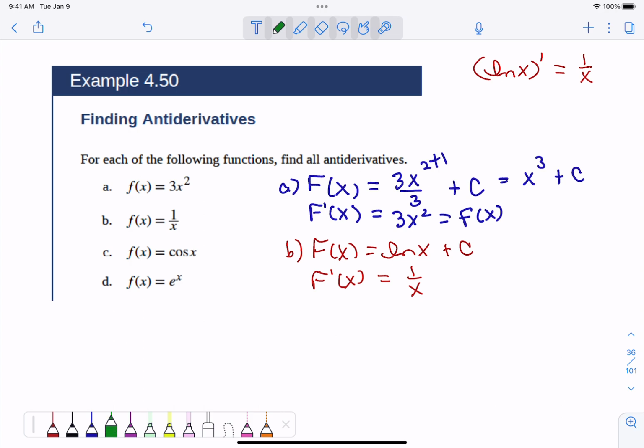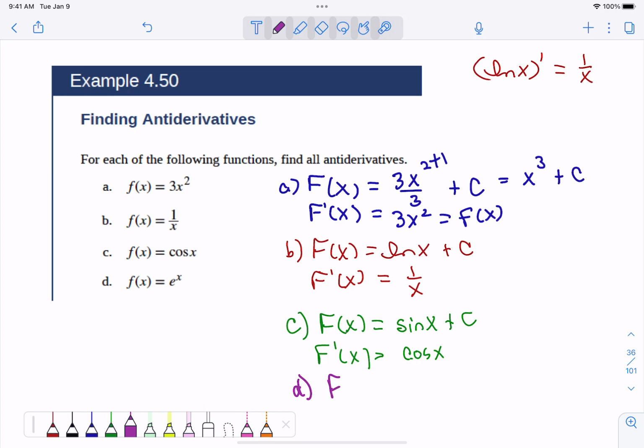Okay, let's keep going. How could we reverse a cosine? Well, whose derivative is a cosine? Well, we know that the derivative of a sine is a cosine. And how can we check? Well, I'll take the derivative. We better get the f of x, which we do. Perfect.